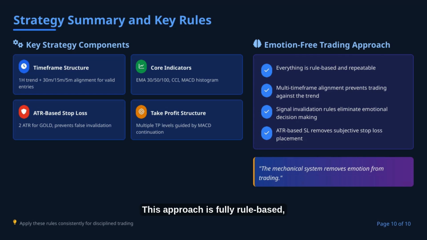This approach is fully rule-based, removing emotion from trading, with clear signal invalidation rules and mechanical stops to ensure consistent decisions. Using multi-time frame alignment prevents trading against the trend, and the ATR-based stop-loss takes subjectivity out of position management. Applying these rules consistently promotes disciplined, repeatable trading that focuses on staying in the trend and managing risk effectively.